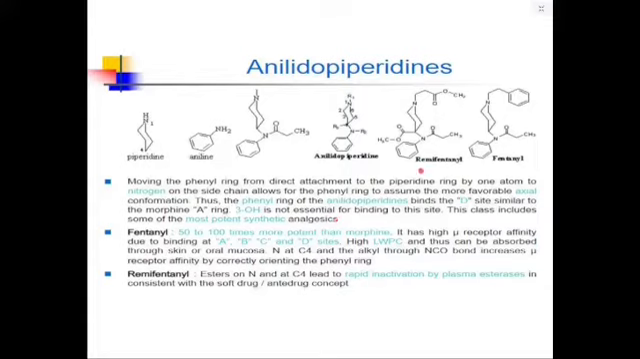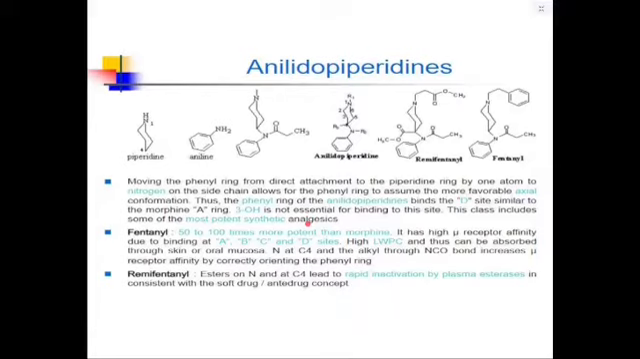And these drugs are some of the very potent synthetic analgesics. As I had said, fentanyl is used as a general anesthetic. You can see fentanyl is, of course, we cannot remember how many times, but it is more potent than morphine. It has very high mu receptor affinity due to binding of A, B, C, and D. So it is able to bind all the receptors.